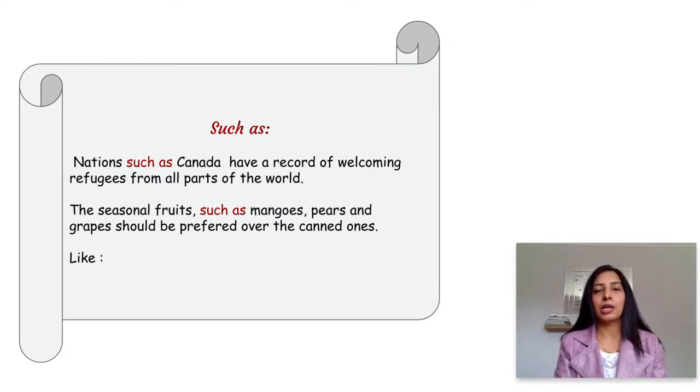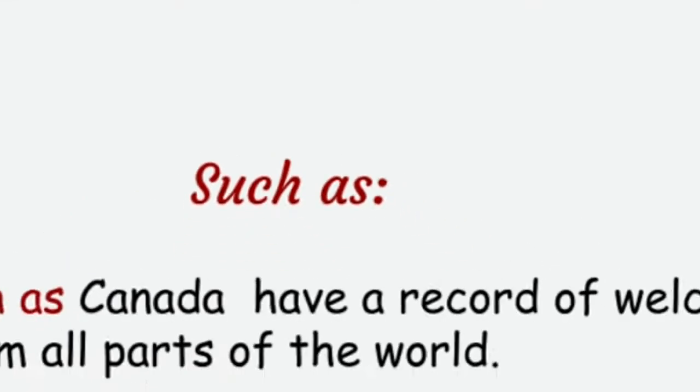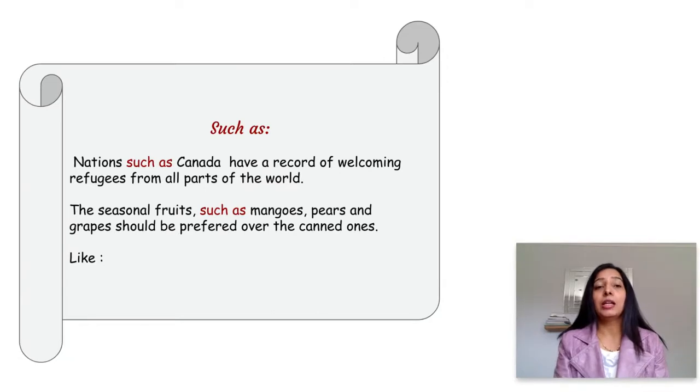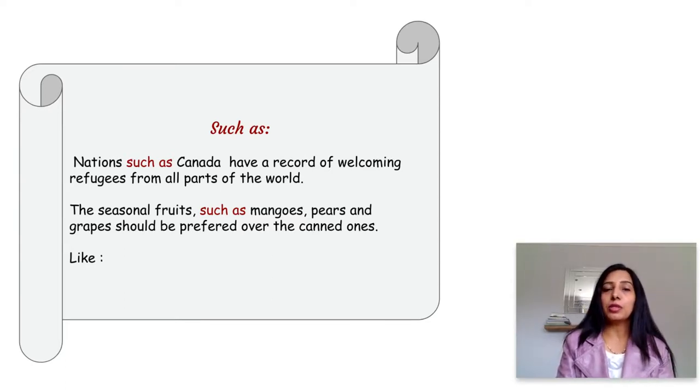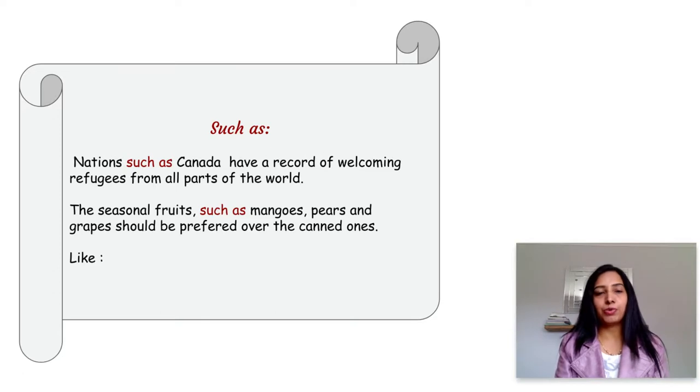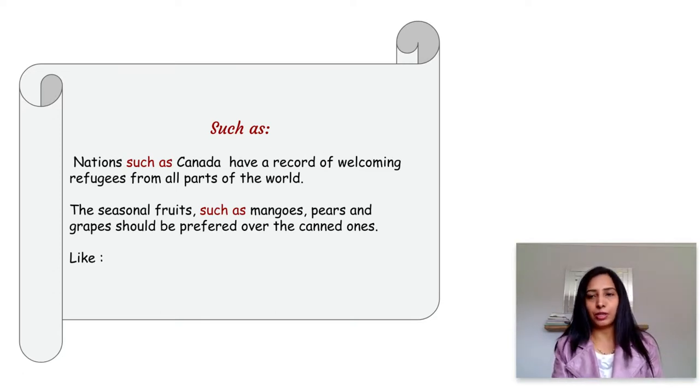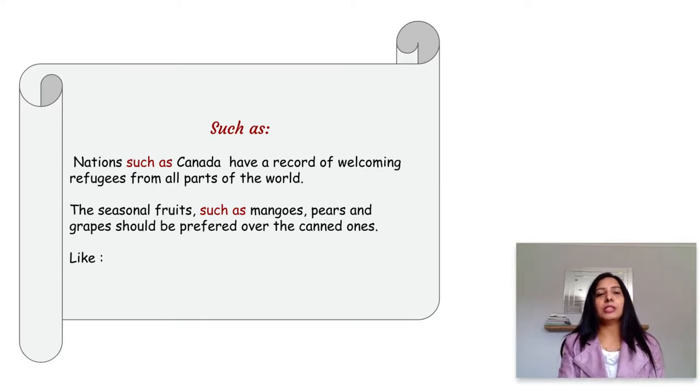Next is such as. Such as is used to give the examples, most of the times in between the essay. Like nations such as Canada have a record of welcoming refugees from all parts of the world. Or the seasonal fruits such as mangoes, pears, and grapes should be preferred over the canned ones. So these are the ways in which we can use such as.